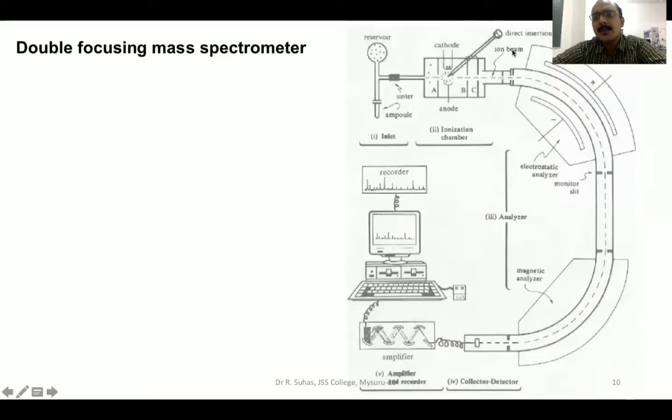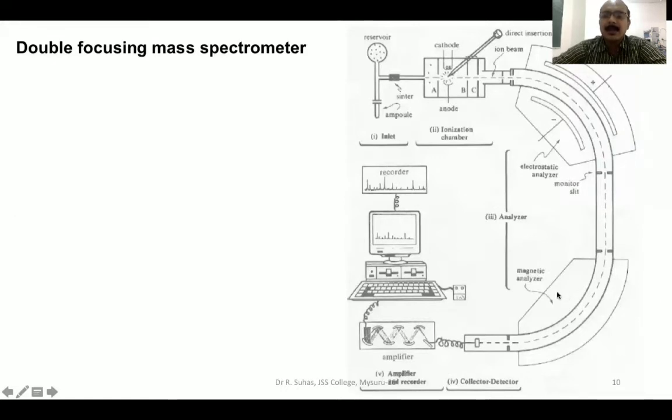First, the ion beam, or the different ions produced, will pass through the electrostatic analyzer. Here you can see that the electrostatic analyzer is connected to positive and negative terminals. Once they come out of the electrostatic analyzer, there will be monitor slits. The monitor slit is just to see that the ions are moving in the right path. Once the ions come out of the electrostatic analyzer, they go through the monitor slit and come to the magnetic analyzer. This is the analyzer part.